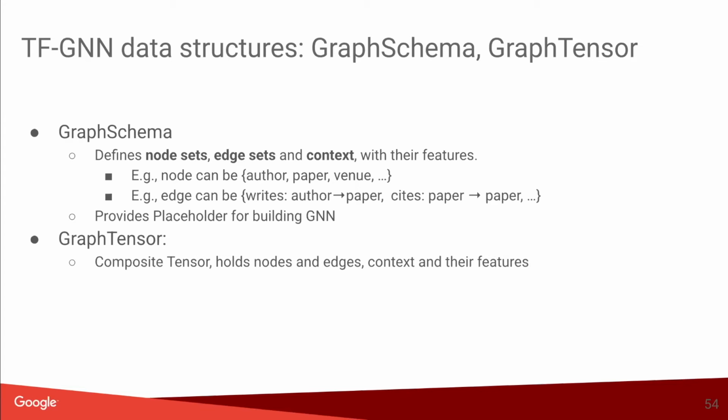And the graph tensor is a tensor format to store the actual data. It's a composite tensor which holds the node sets, edge sets, and the context feature, along with the entity relations declared in the graph schema. And we can store both dense tensors as well as variable size features with the TF ragged tensors in the graph tensor format.